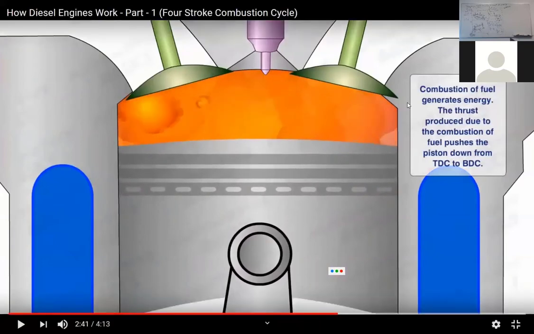So unlike the Otto cycle, which has a spark plug to create the ignition, we have self-ignition here. It means that due to the high compression of the air and the fuel, there is self-ignition. The spark is started by the naturally higher temperature of the air.